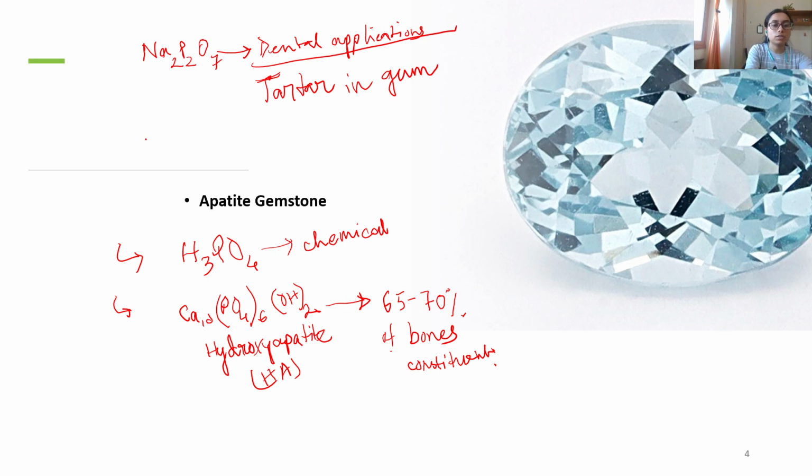Then some triphosphate compounds also are reported, like Na5P3O10. These are used as detergent. So there are a lot of applications of these phosphate compounds, and the natural mineral source of phosphate compounds is apatite.